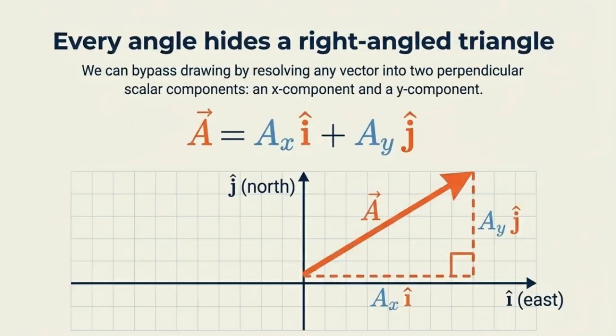Here, we see how any vector can be broken down into two parts that are perpendicular to each other, one along the x-axis and the other along the y-axis. This means instead of dealing with the vector as a whole, we can think of it as the sum of these two simpler components. The vector A is shown as the diagonal of a right-angled triangle, with its horizontal part labeled as A_x along the east direction, and its vertical part labeled as A_y pointing north. By doing this, it becomes much easier to analyze and work with vectors in terms of their x and y components, without needing to draw the triangles every time.